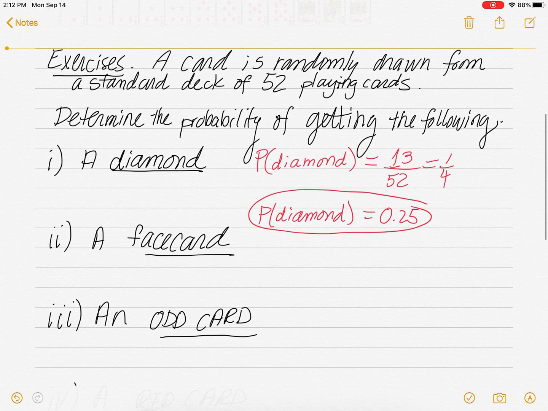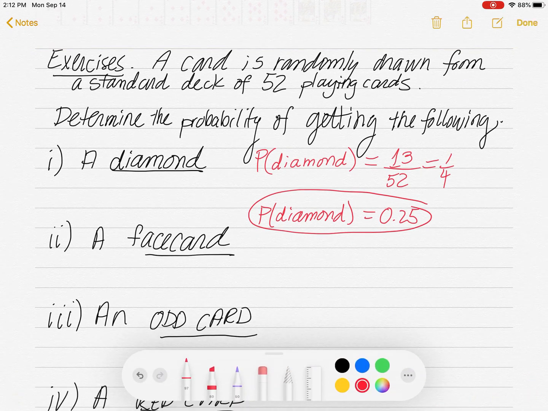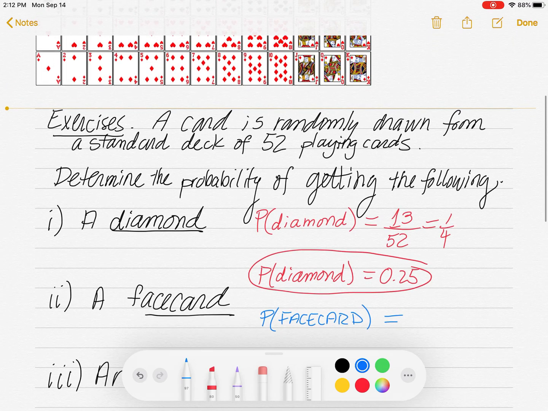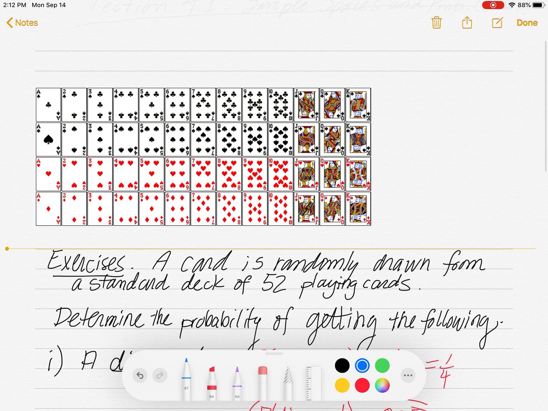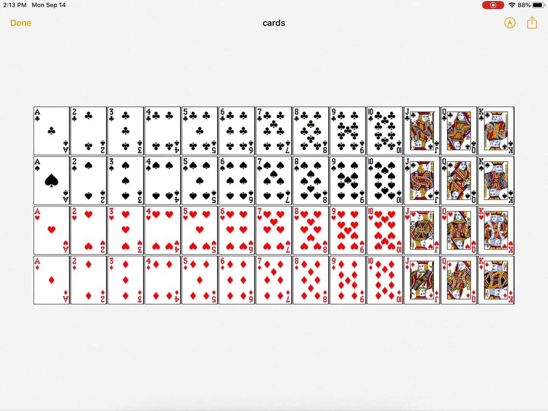Let's go down. How about the probability of getting a face card? So we want to figure out how many face cards we can possibly select from. So how many ways could we get a face card? Well, there are 3 types of face cards and 4 suits, right? You have the jack, the queen, and the king, and you have 4 different suits. So that's a total of 12, right? 3 times 4. 12 different face cards here.